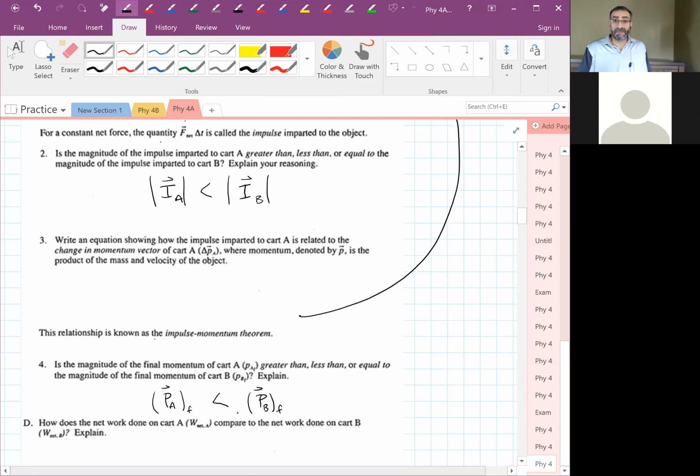Because it had a great... they both started at 0, right? The only thing impulse momentum tells us is the change in momentum. Because B had a bigger change in momentum and they both started at the same 0, then B has to have a final momentum that's greater.